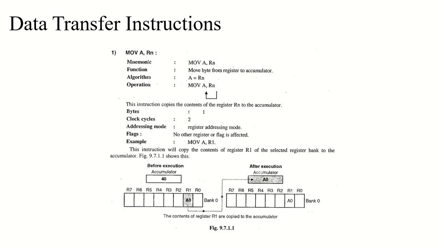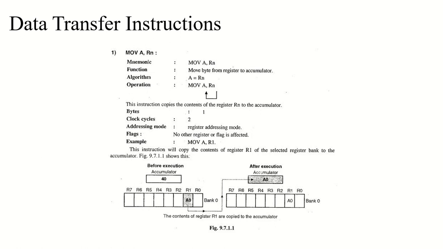What flags does it affect? No flag is affected here, and no other register except the source and destination registers is affected either. So what will this instruction do? This instruction will copy the content of register R1 on the selected register bank to the accumulator.